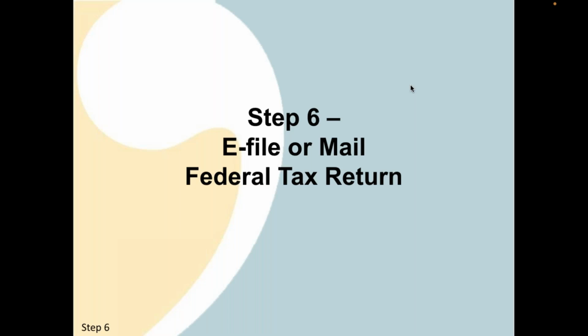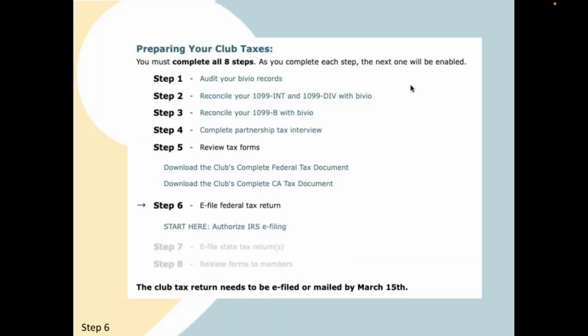You will either e-file or mail your federal tax return to the IRS. E-filing the federal return is secure and very easy and included with your bivio subscription. We recommend it. If you've chosen to e-file your club's federal tax return, you need to review and electronically sign the e-file authorization. Click Authorize IRS e-filing to begin.